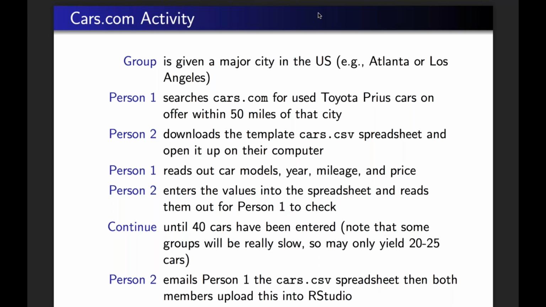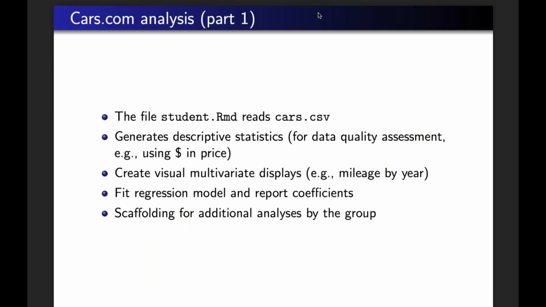To close this section of the data generation, person 2 will email person 1 the cars.csv spreadsheet, so both members can upload it into RStudio. The next step will be in RStudio, where there's also a file I've made available on the GitHub repo called student.rmd.